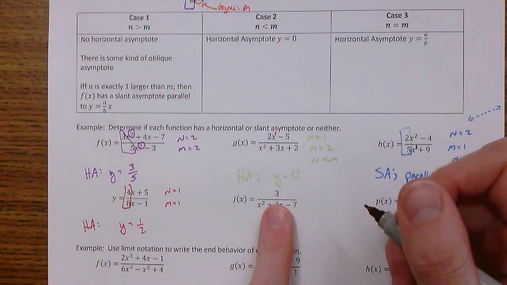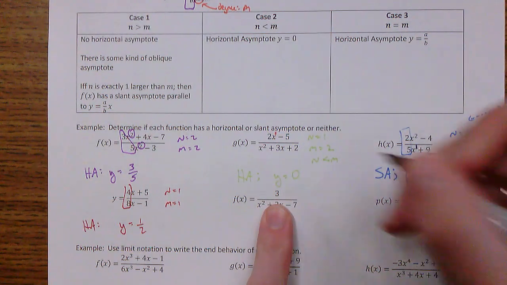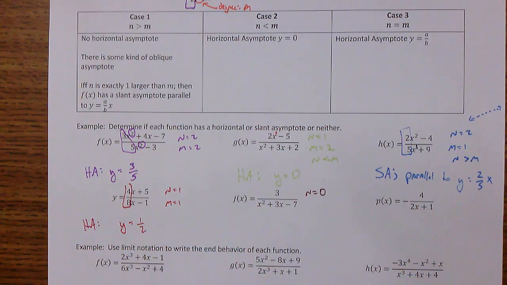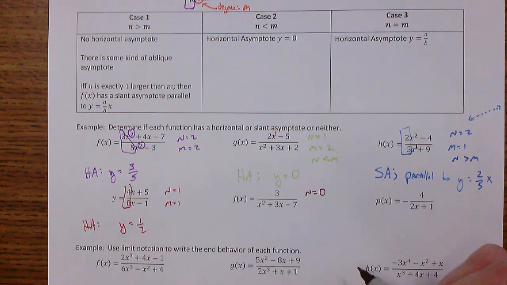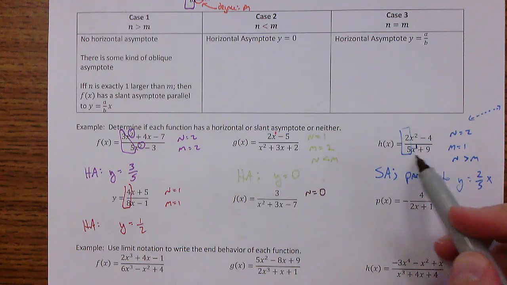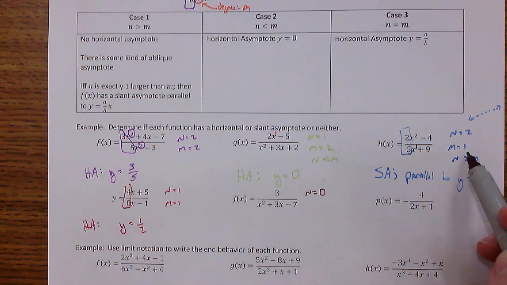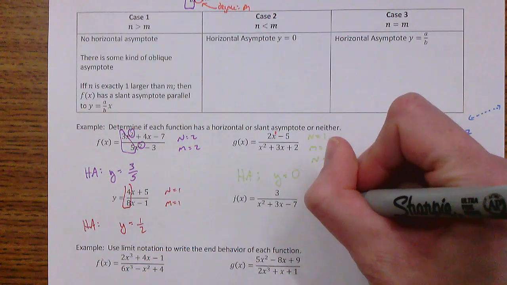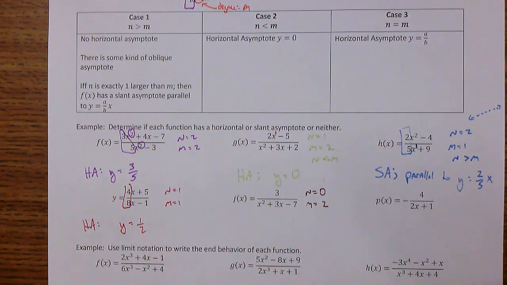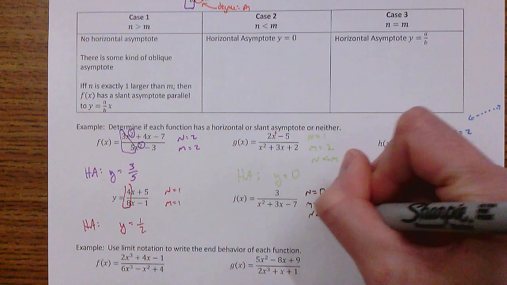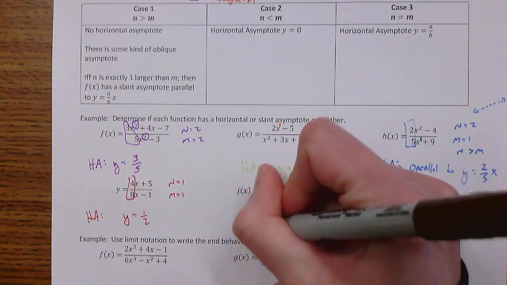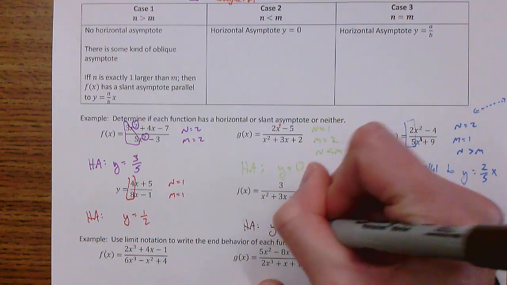This one right here, there's no x's in the top at all. That tells you that your degree is 0. So if it's just an x somewhere, like how in this one it had x as high as 1, that's a degree of 1. But if there's no variable at all, that's a degree of 0. And on the bottom part, m is 2. So n is smaller than m, which means I have a horizontal asymptote at y equals 0.